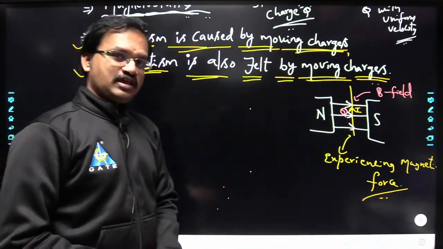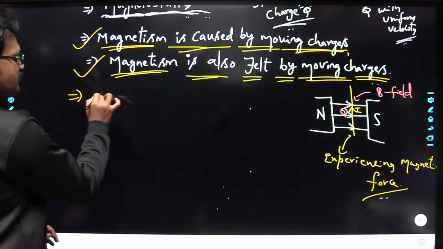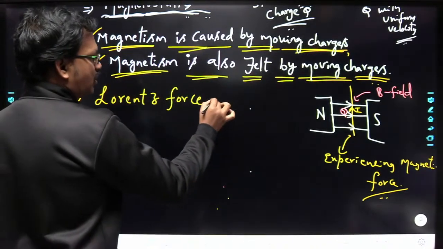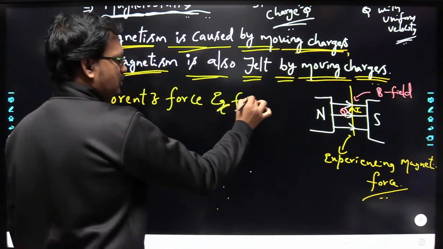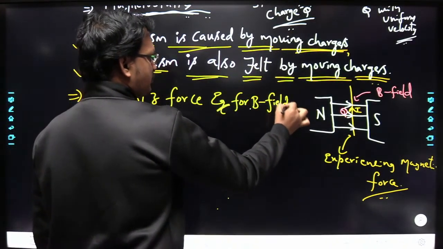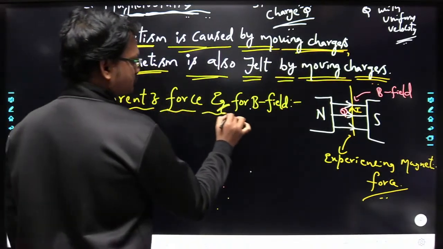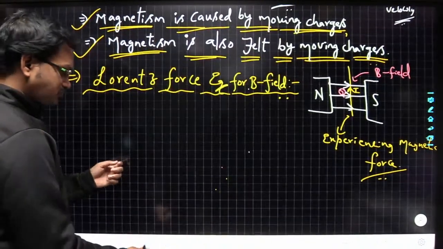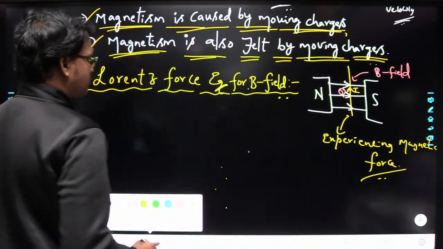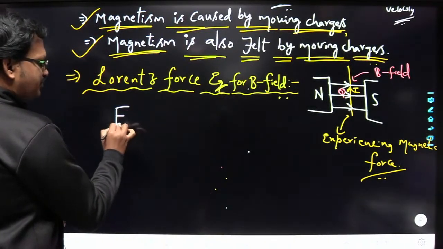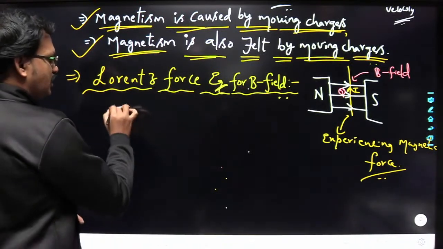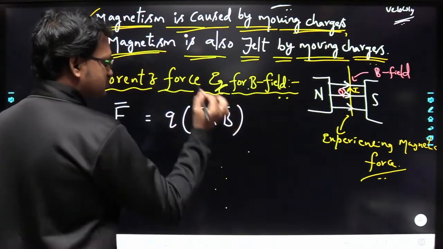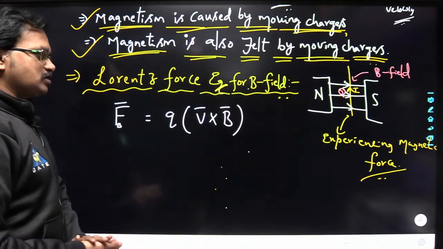That force is given by the Lorentz force equation for B field. So what is that force? See here. The magnetic force I am representing with F bar. The magnetic force is equal to Q into V bar cross B bar. So this is called the Lorentz force equation for B field.